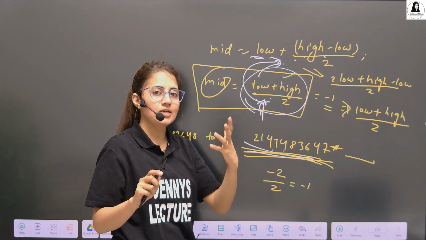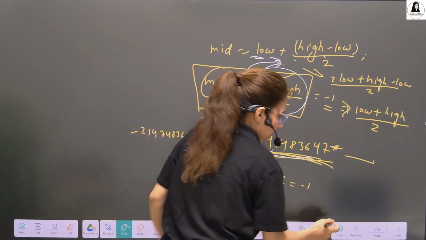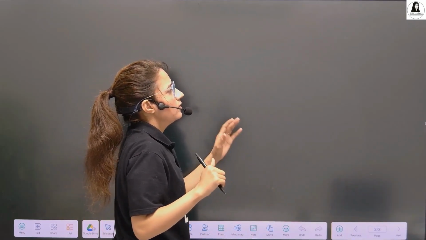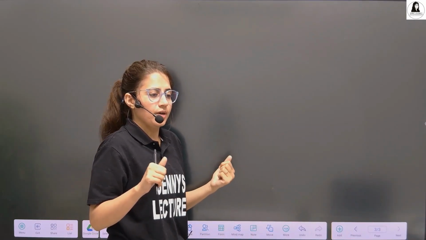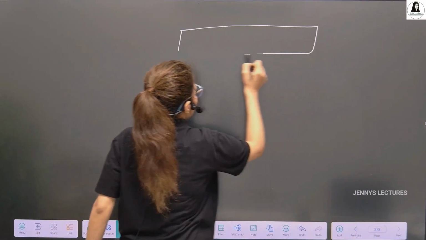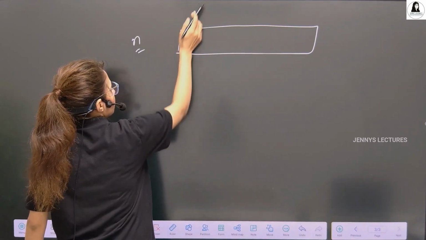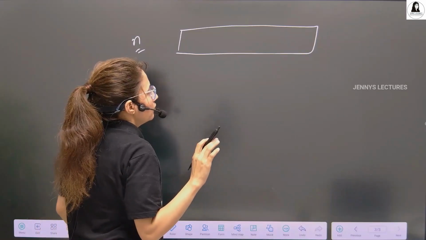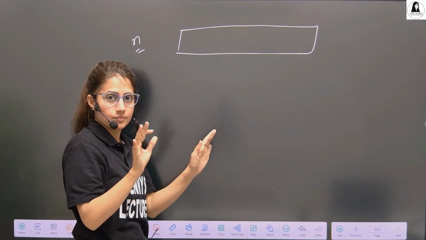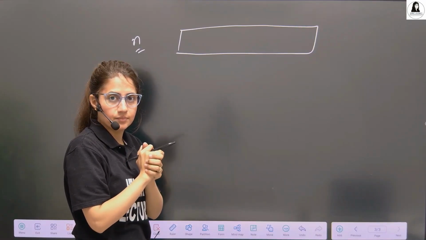Now let's discuss time complexity. In linear search, we know it's order of n. In binary search, it's log n, but why log n? See, we know that suppose we are having n elements at first, right? So at first there is no comparison. N elements are there.